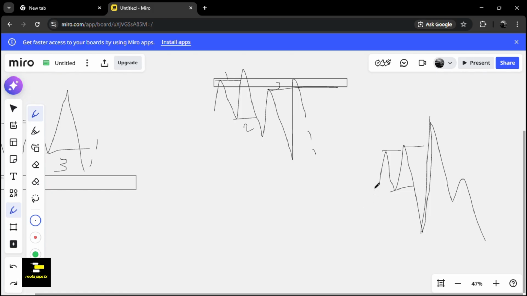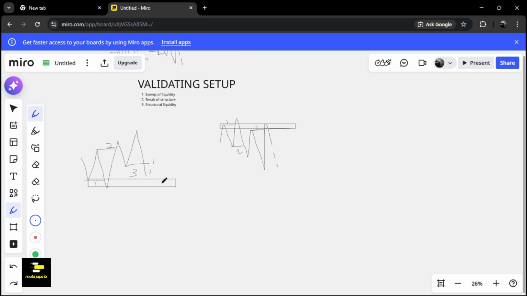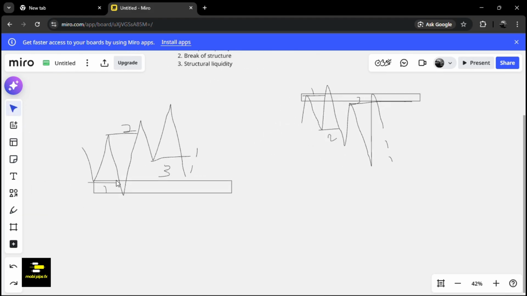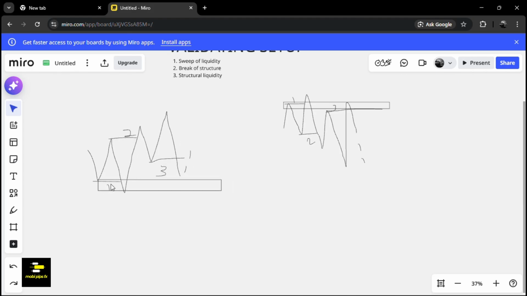So validating the setup is very necessary. We don't trade structures, we have to validate them. So we look at the setup, we look for number one, a sweep of liquidity right here. I get my arrow. Yes, a sweep of liquidity right here.